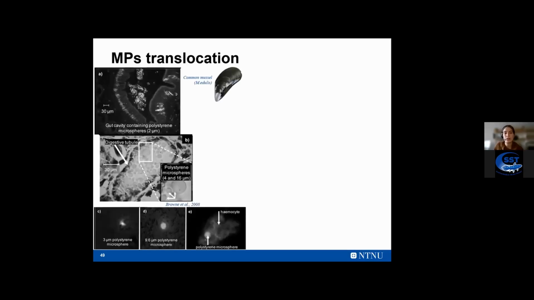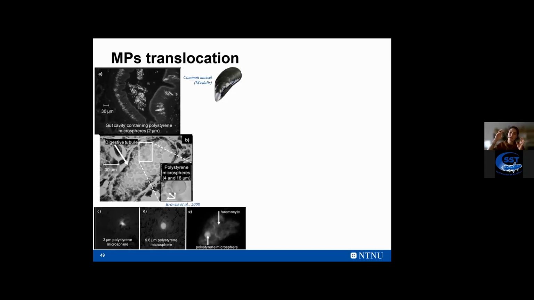So some studies have been done on mussels, so two types of mussel, the common mussel and the Mediterranean mussel. And so they were exposing mussel in the environment, so in the water, to microplastics, and they saw that microplastic went into the gut cavity, and you can see also some microplastic polystyrene microsphere here in the digestive tract. But they also found some microplastic in the hemolymph of the mussel. So the hemolymph is the blood of the mussel.